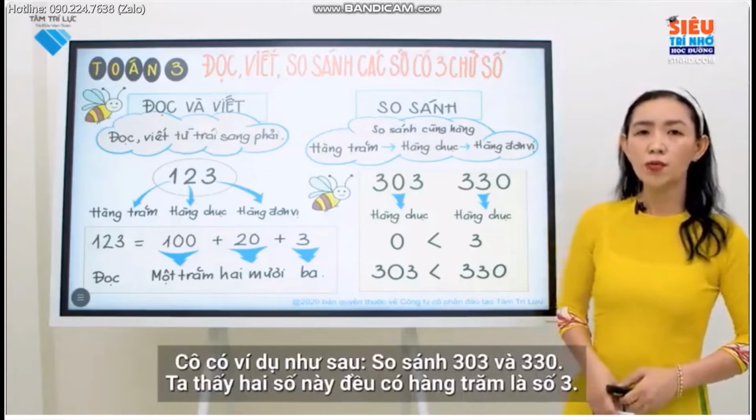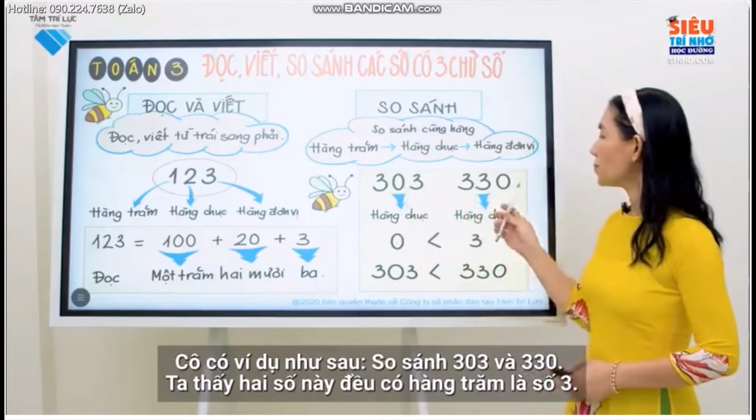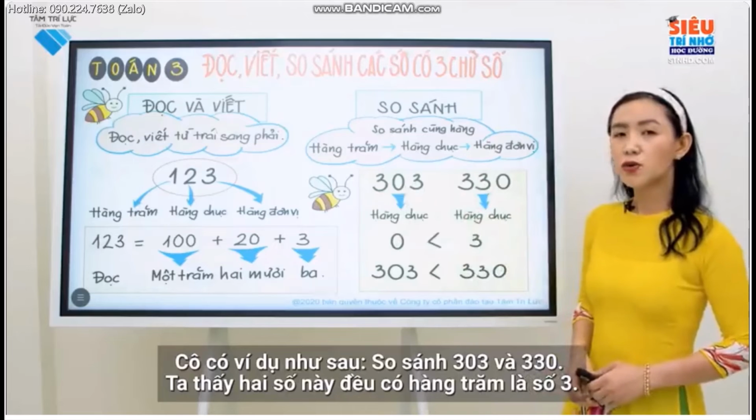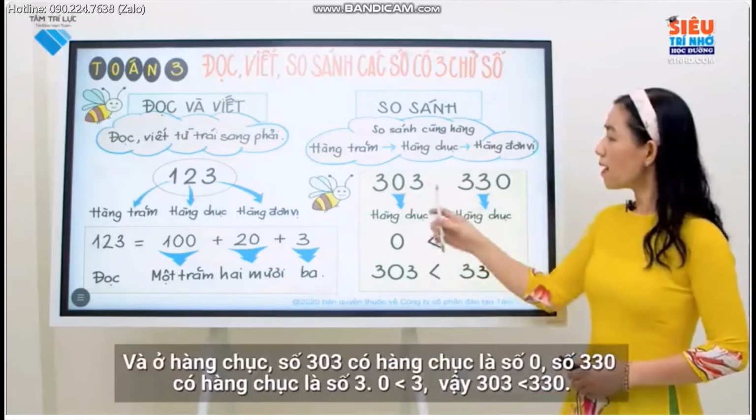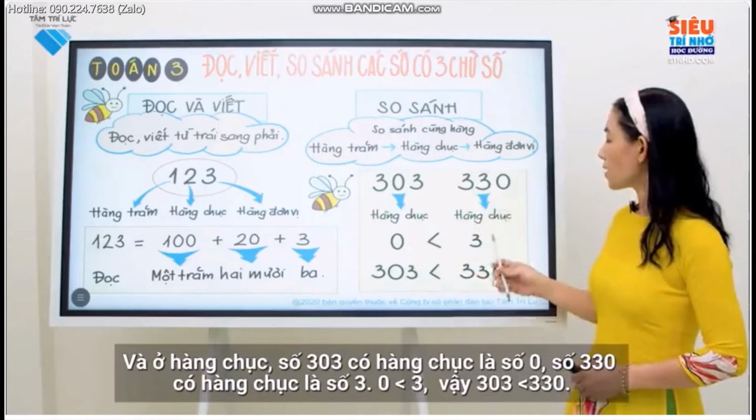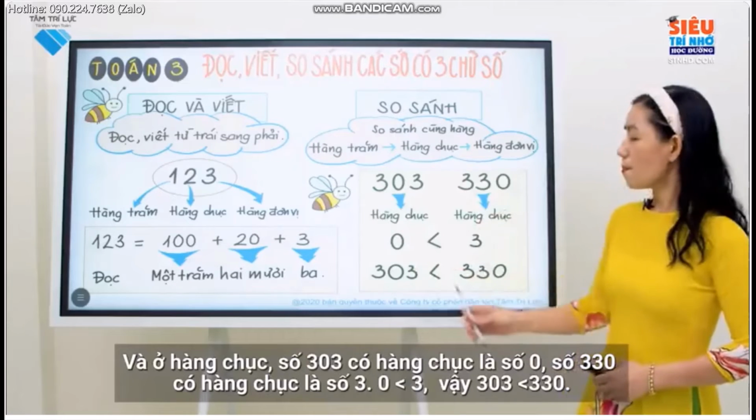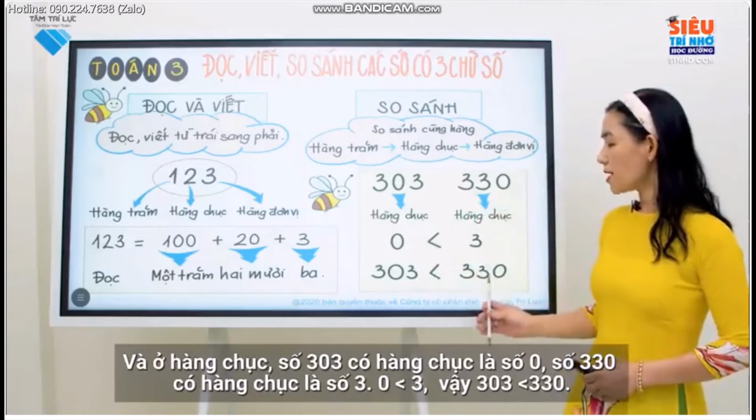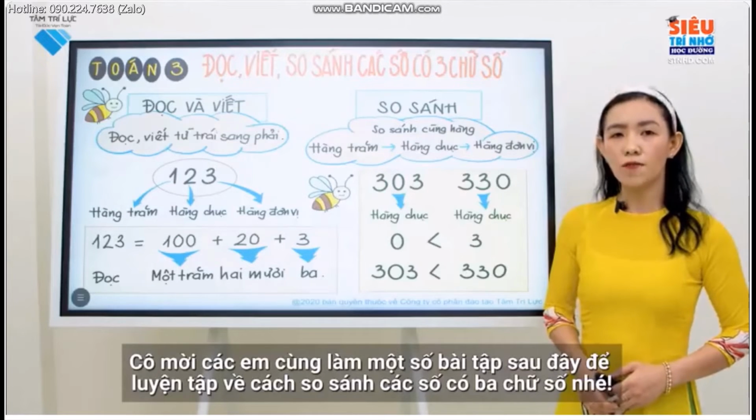I have the following example. Compare 303 and 330. We see that these two numbers include 300s. And in the tens, the number 303 includes 0 tens, the number 330 includes 3 tens. 0 is less than 3, so 303 is less than 330. Now, let's practice comparing three-digit numbers through some exercises.